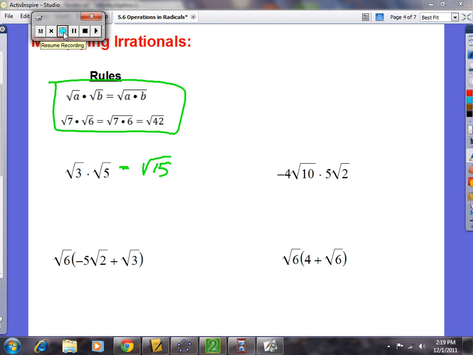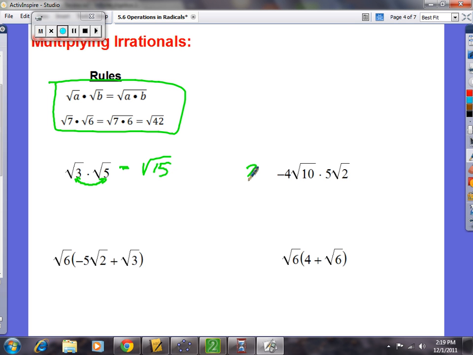Now, multiplying is kind of easier than adding and subtracting. All you do is multiply your radicands together. What about your coefficients? That's a good question. What about your coefficients? Or your outacans, as Dallas calls them.